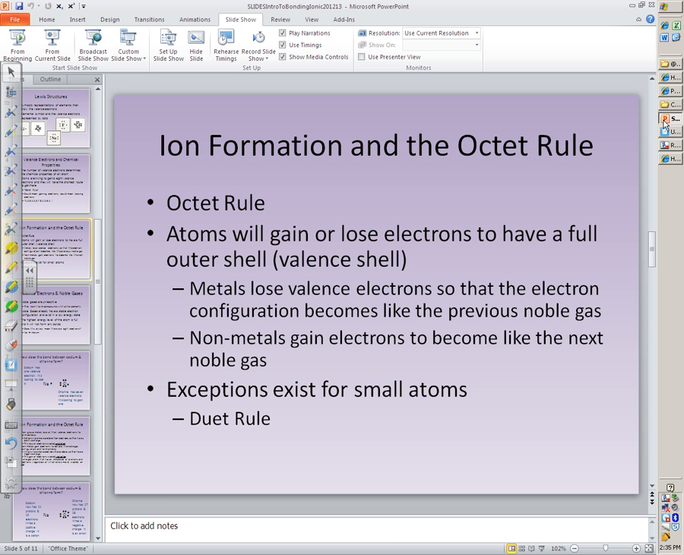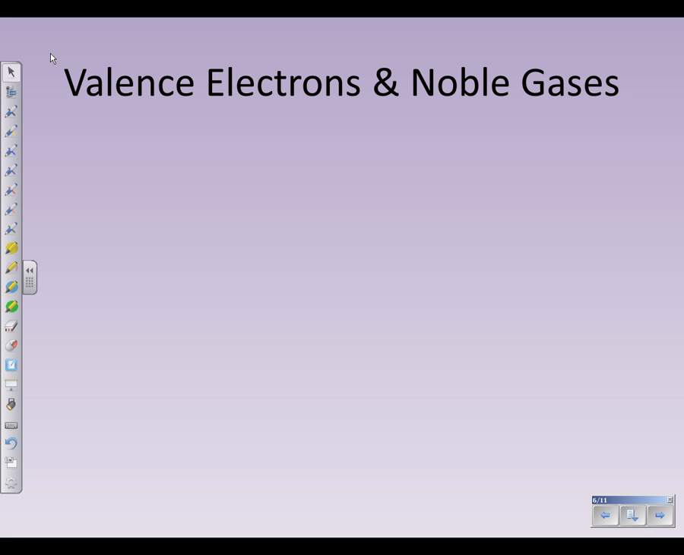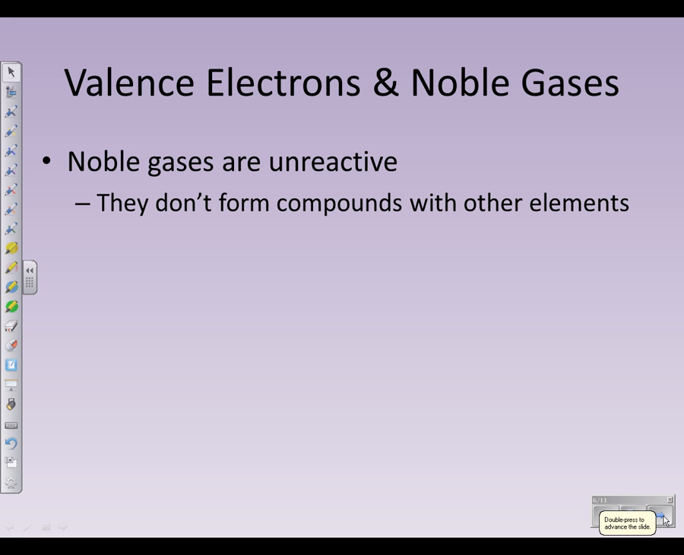One more, and then we get to the magic. Why 8? Well, we know about noble gases, and noble gases are unreactive. They don't form compounds with other elements. Why? Because they already have the 8 valence electrons that they need. From an energy standpoint, Nicole, how much energy do noble gases have? A lot or a little? A little. Good answer.